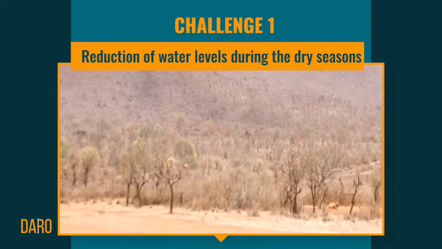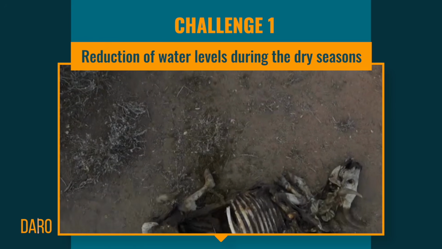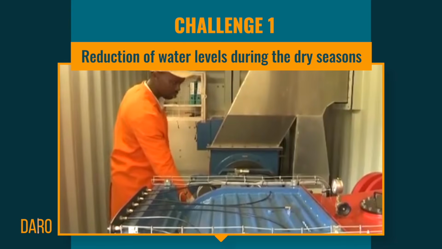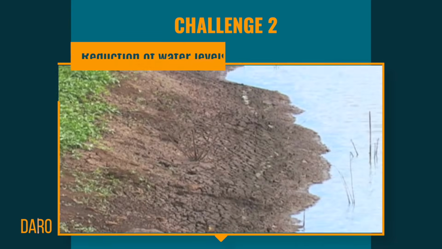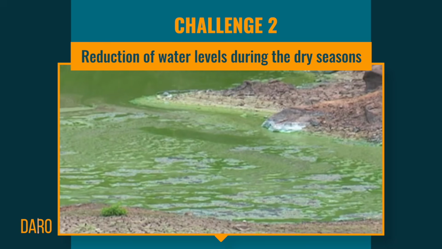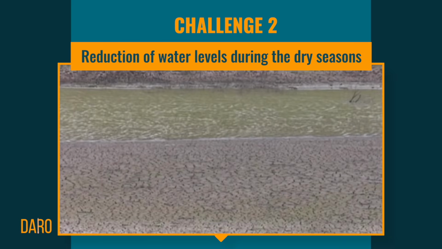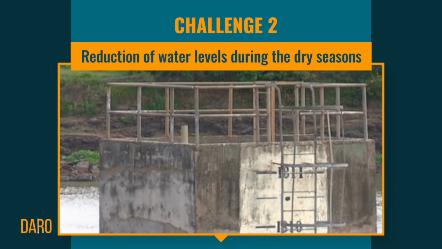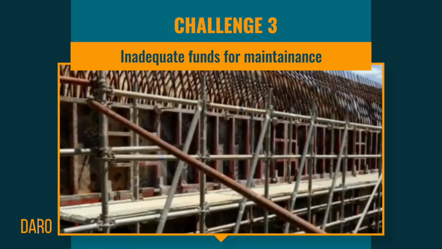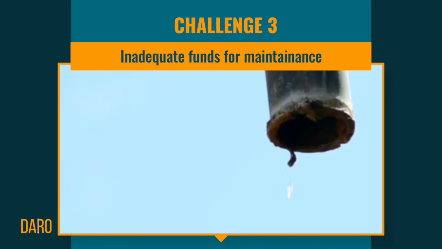The main challenge is the reduction of water levels during the dry seasons. When this happens, the cost of electricity goes up as the output is low. Silting reduces the volume of water that the human-made lakes can hold. Outdated technology and lack of skills has made it difficult to maximize on the power production in the multipurpose river projects. Some multipurpose river projects also have inadequate funds to maintain the equipment and machinery.